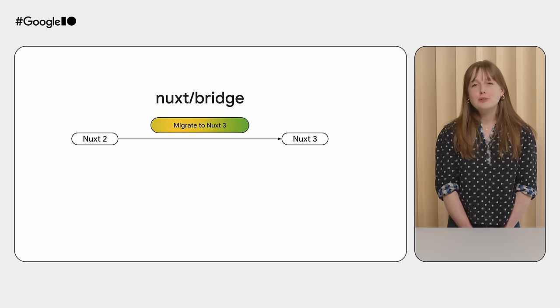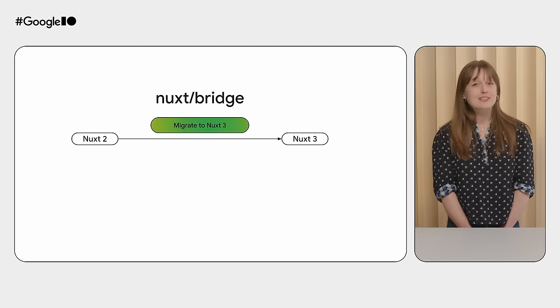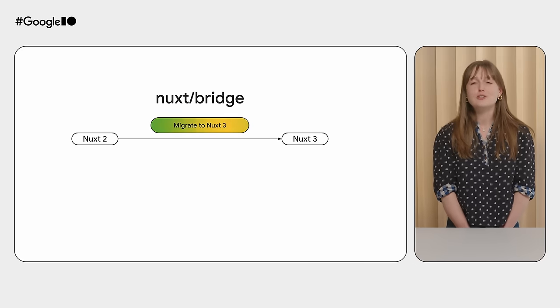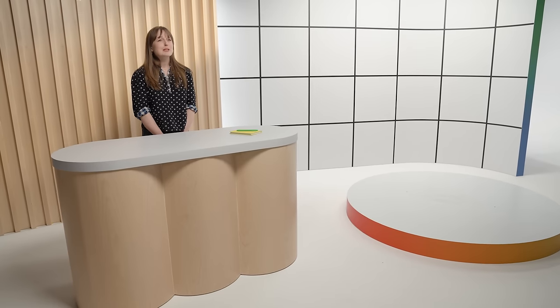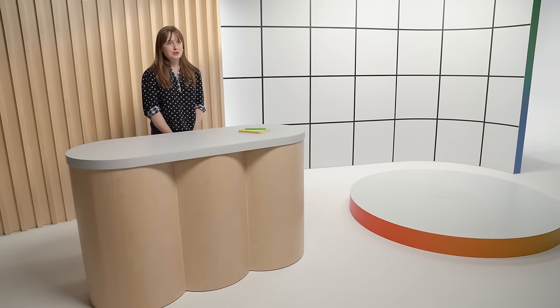If some of the new Nuxt features that I've mentioned sound interesting, but you're still on Nuxt 2, you might want to check out version 3 of Nuxt Bridge. Nuxt Bridge is a tool designed to help ease the migration process from Nuxt 2 to Nuxt 3. This is important given that the end of life for Nuxt 2 is June 2024. Migrating to Nuxt 3 will become even more important when Nuxt 4 is released in the near future.